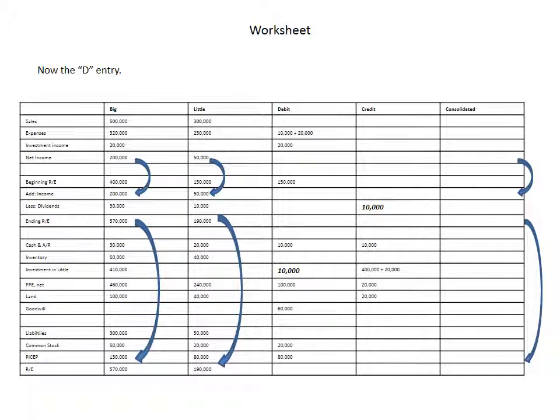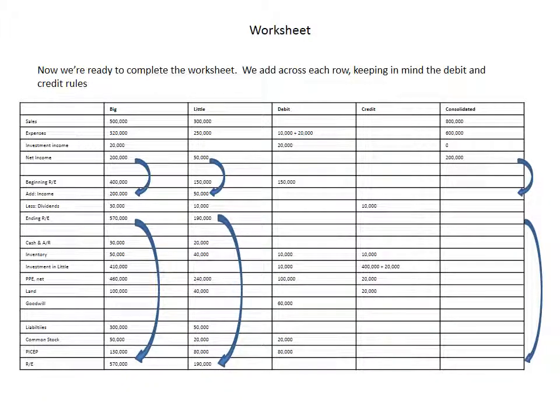Once we've posted all of our entries, we need to go ahead and add across, keeping in mind the debit and credit rules for each of these types of accounts. Just one by one. The sales account, $500,000 for big, $300,000 for little. No adjustments, so they add together to $800,000. Next are expenses, $320,000 for big, $250,000 for little, and then we have two debit adjustments for $10,000 and $20,000. And again, for expenses, a debit is a positive number, so we're going to go ahead and add $30,000 to the reported expenses for a total of $600,000.